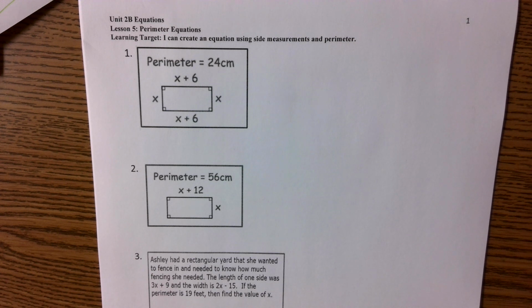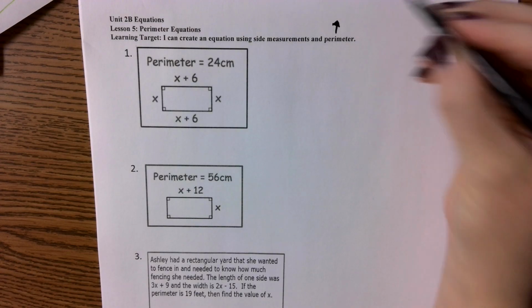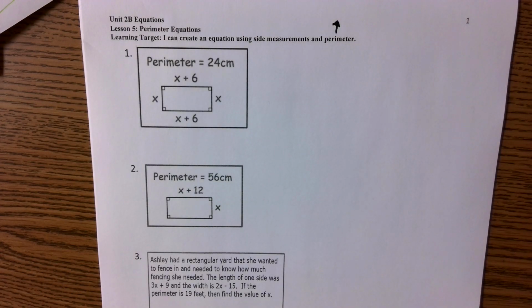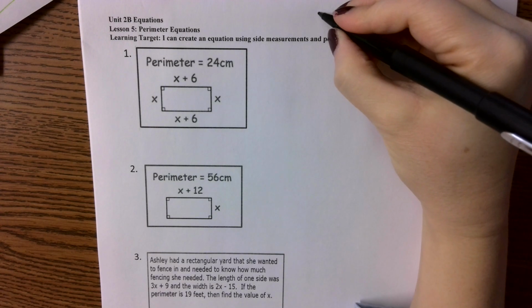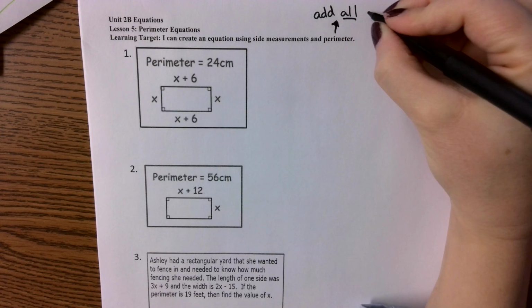So our I can statement: I can create an equation using side measurements and perimeter. Real quickly, who can remind us, when we say perimeter, what does that mean we are doing? When we're talking about perimeter of something, we are doing what? Adding what? All the sides, right? We're going to add all the sides.